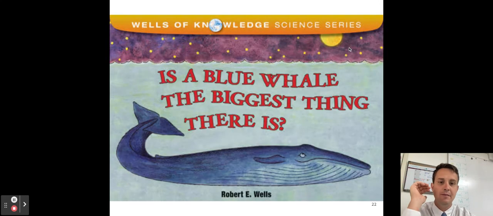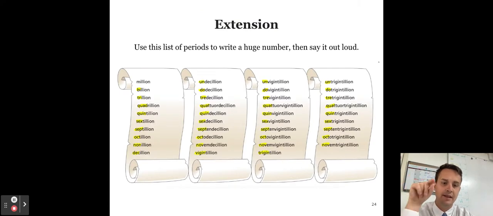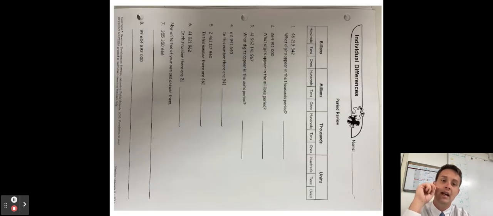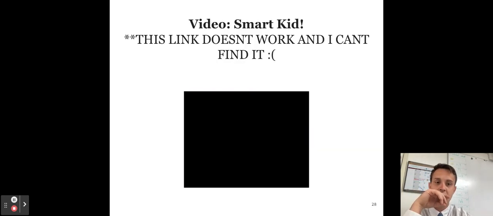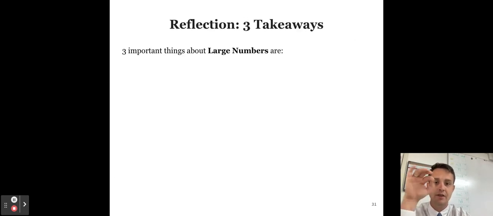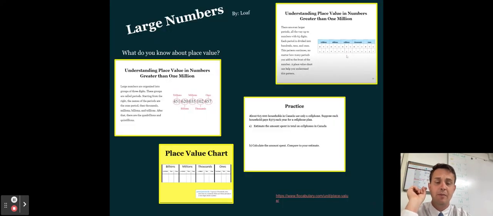There's some Khan Academy videos. There's a book that's great. You're going to want to use your calculators. You can practice that. There's an extension where you can write absolutely humongous numbers. Here's an example of a PAT problem. Here is a worksheet you can work on. That link doesn't work. Here's some other tips and challenges. Here's a way to reflect. Here's an example of some students' work from past years.